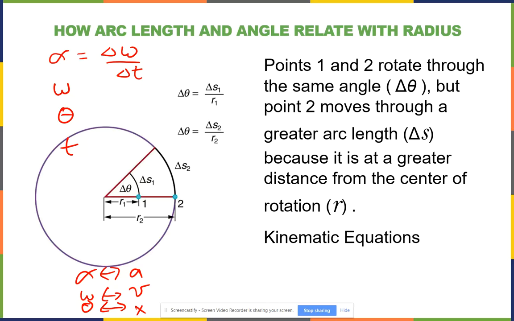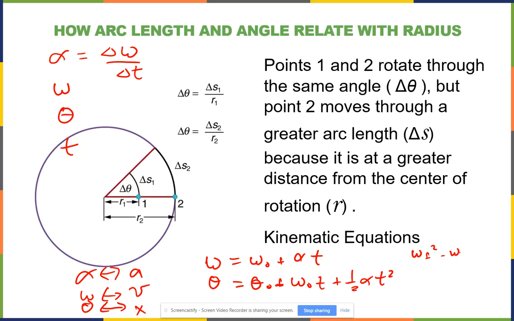So our kinematic equations then, we have omega is equal to omega 0 plus alpha t. Theta is equal to theta initial plus omega 0 t plus 1/2 alpha t squared. And that's the last of the three common ones. So if you could do kinematic equations with regular motion, you can now do it with rotational motion, all the same equations.